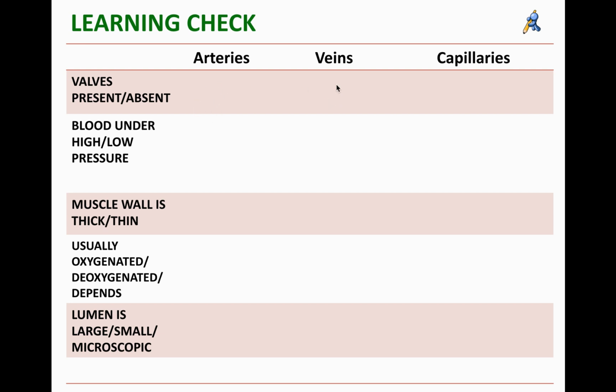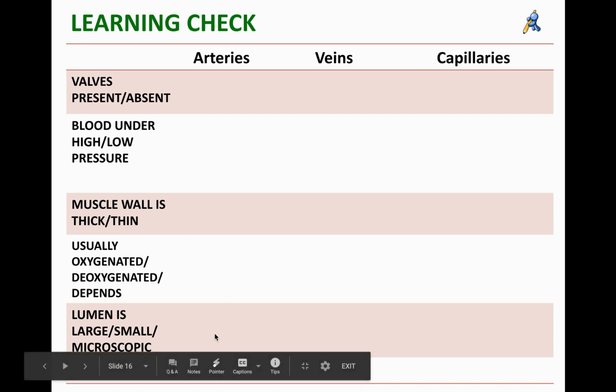You skip on to veins and write down whether valves are present or absent, whatever your answer is, and you move on to capillaries and do the same. For arteries, you will write down is the blood pressure under high or low pressure? For arteries, we know the blood is under high pressure, so we write in high. We do the same for veins and capillaries. We write down whether it's under high pressure or low pressure. I think you understand what you need to do now. You just need to work through all of these. Is it a thick or thin wall? Is it oxygenated or deoxygenated, or does it depend? Is it large or small when we're talking about the lumen, or is it microscopic? Okay, that is the end of today's lesson.